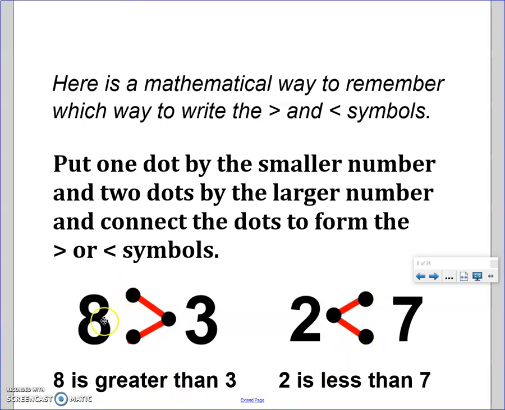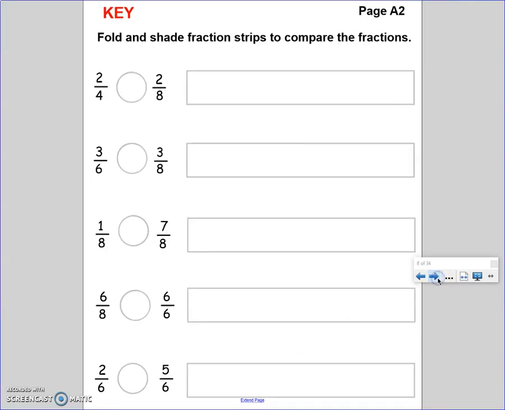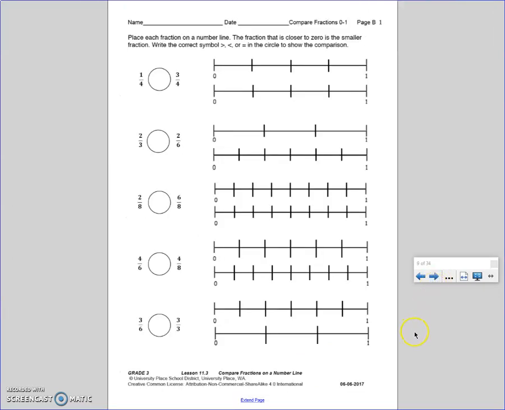Here you can see I'm comparing 8 and 3. I put 2 dots by 8 because it is the greater number and 1 dot by 3. When I make my symbol, it reads 8 is greater than 3. I could also compare 2 and 7. Of course, I know that 2 has less value than 7, so I'll put 1 dot by 2 and 2 dots by the 7. When I connect my dots to make my symbol, my expression reads 2 is less than 7. We're going to use number lines to compare fractions.